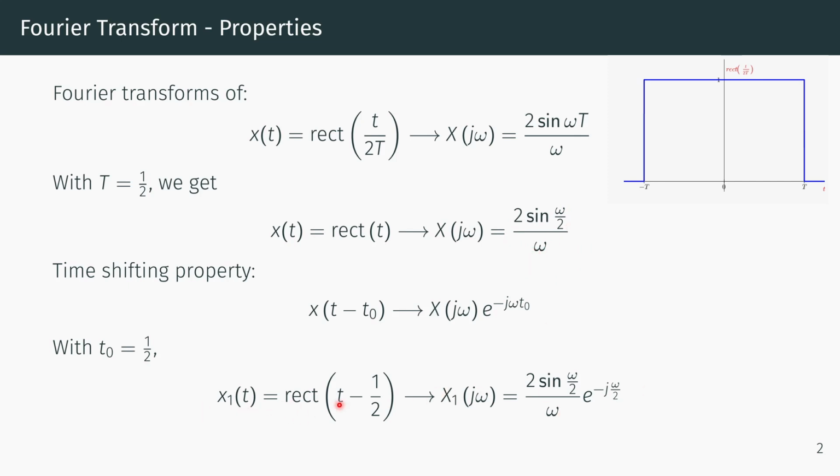So what is the summary? The Fourier transform of rect of t minus half is given by 2 sine omega by 2 by omega times e power minus j omega by 2.